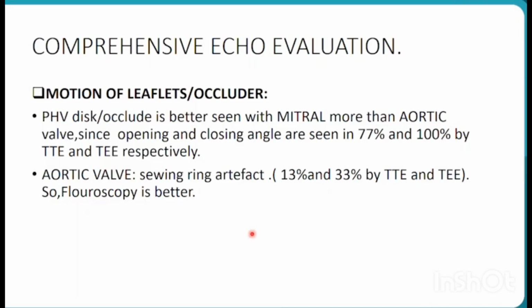So we can see the sensitivities of each of them. By transthoracic, because of the swing ring artifact, only 13% of them we will be able to see the motion of the leaflet in the case of aortic valve, and slightly better with TEE, that is 33%. So commenting on the leaflet motion is typically challenging in cases of prosthetic aortic valve because of the swing ring artifact. If the gradients are high or the screening echo is showing some abnormality, better to go with fluoroscopy.